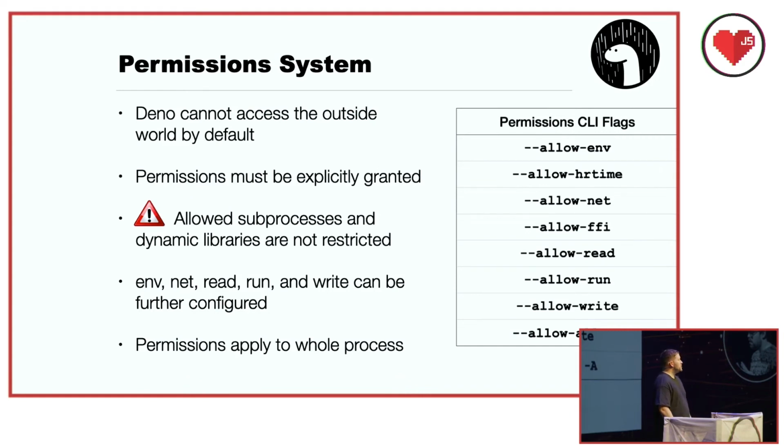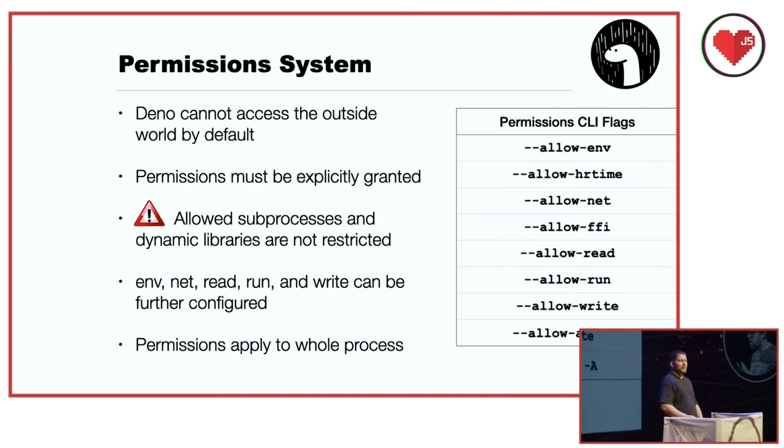Next up, I wanted to talk about the permission system. By default, Deno is more or less sandboxed. It can't access the outside world, the file system, the network, things like that. So you have to explicitly grant permission for anything that you want it to do. I have a list of all of the CLI flags here on the right-hand side. --allow-env will let you access environment variables. --allow-hrtime will let you access high resolution time. The reason that is behind a flag is because it can open you up to various timing attacks. Not something you generally have to worry about, but it is nice to have it sandboxed anyway.